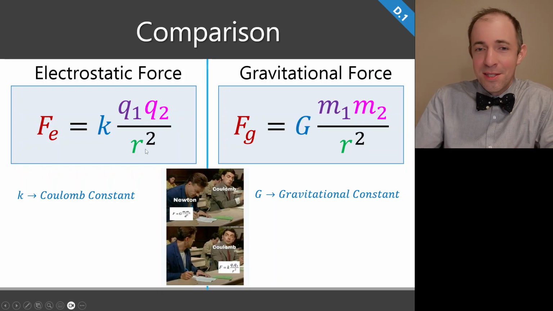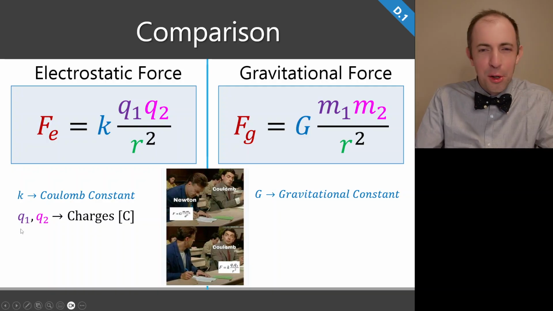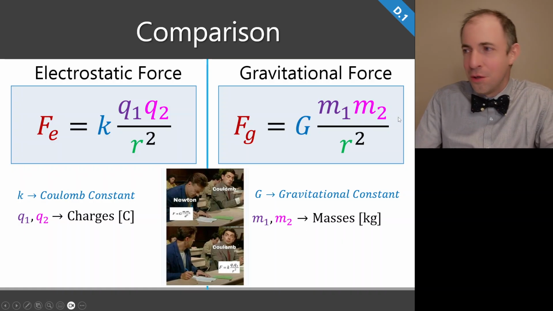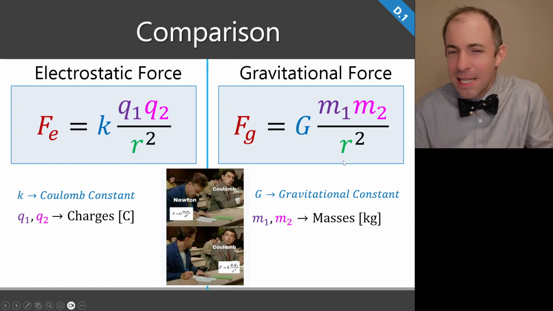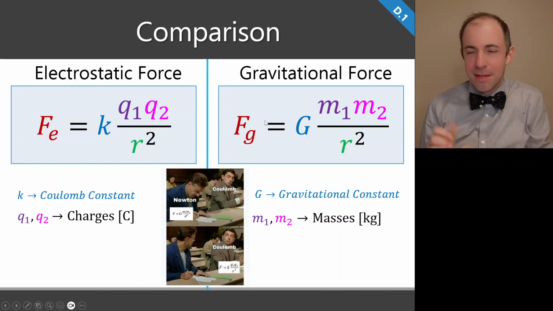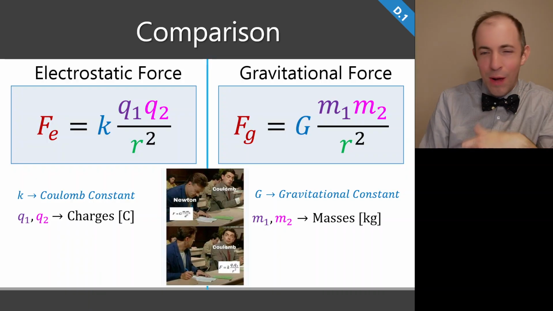The other big thing is what is the property of the material that impacts the force. For electrostatic force, it is how much charge the object has. We call it q1 and q2. And for gravitational force, it is how much mass the object has, so m1 and m2. But other than that, it's the exact same format of an equation to give you a force that is equal and opposite. So both objects are going to experience that same force, either attracting or repelling.